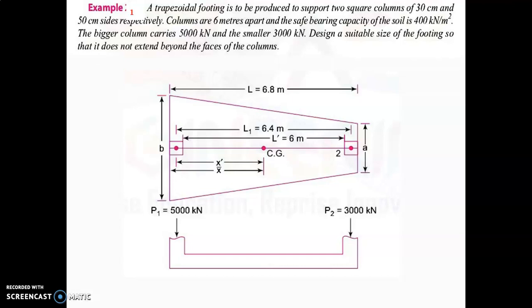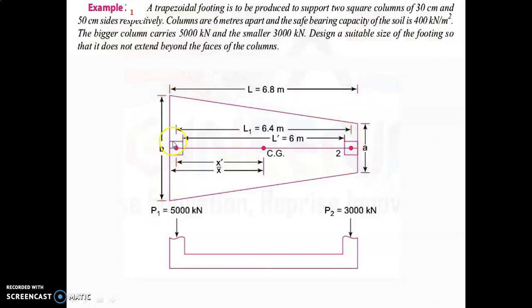Okay, it is given here. You have to design the trapezoidal footing. In the trapezoidal footing I have given some formulas on how to find x bar, and then you have to find the sizes A and B. Now this trapezoidal footing is given. This side is A and this is B.